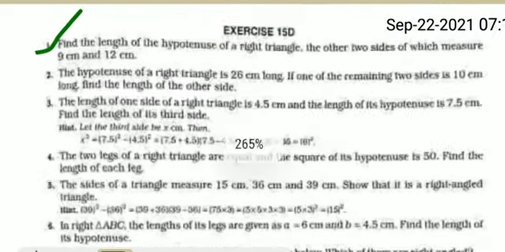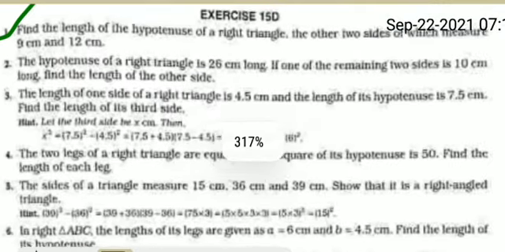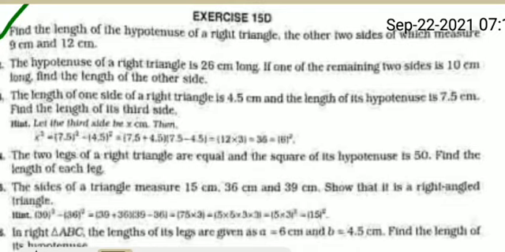Okay students, question number 2. The hypotenuse of a right triangle is 26 cm. If one of the remaining two sides is 10 cm, find the length of the other side. So here also the same way. The hypotenuse is already given, and one side is also given. First of all you have to draw a triangle ABC where angle B is 90 degrees.